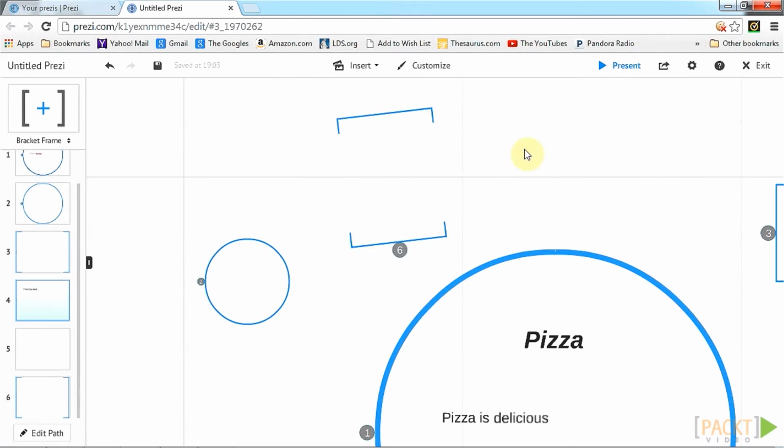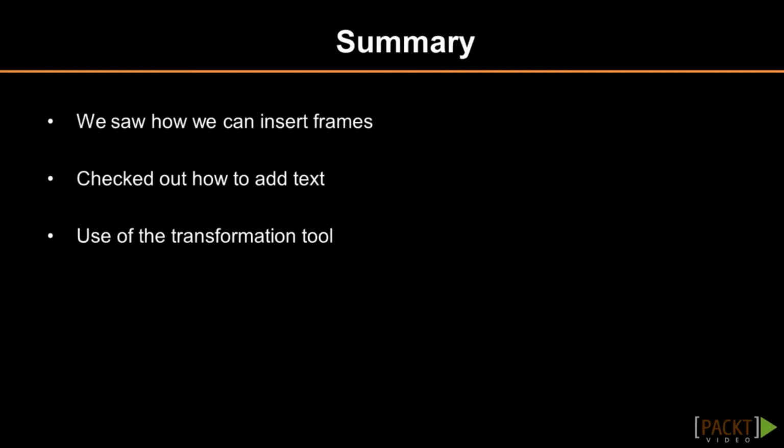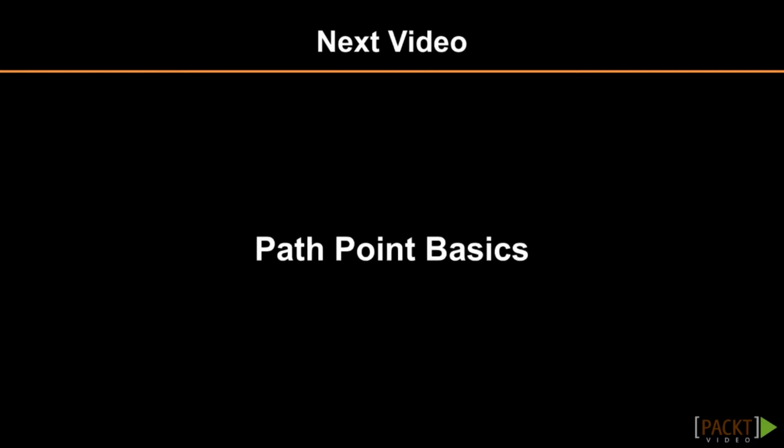There are a few other functions of the text and transformation tools that we'll be going over in a later module. This concludes section 2. In this section, we took a look at frames, text, and transformation. Next, we'll be taking a look at the basics of path points.